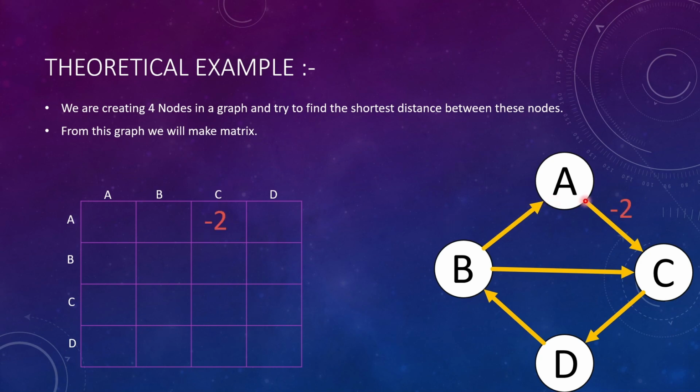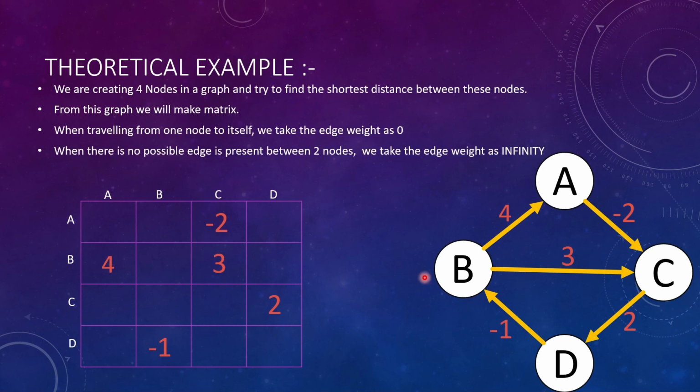First, the edge going from A to C has weight minus 2. So we will put A to C as minus 2. Now another edge is going from C to D, so we will put C to D as 2, the weight of that edge. The edge going from D to B, we will take D to B and put weight minus 1 here. The edge going from B to A, we will put B to A as 4. B to C weight is 3, so we will put B to C as 3.